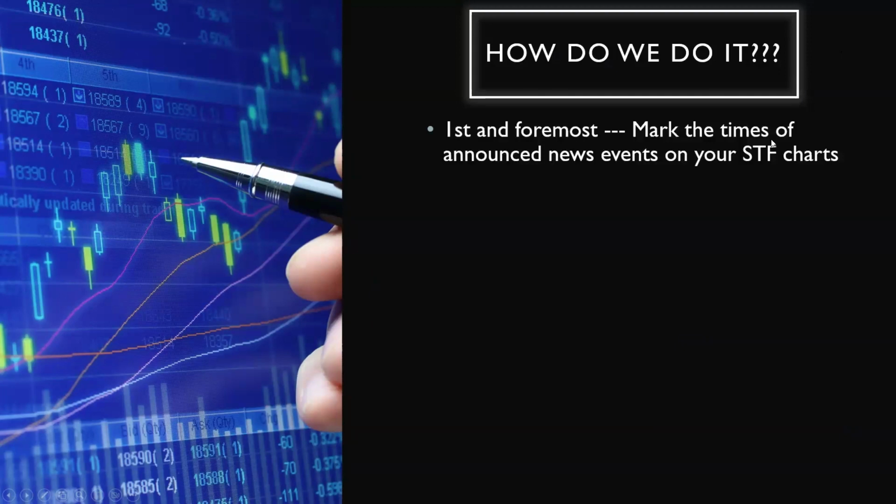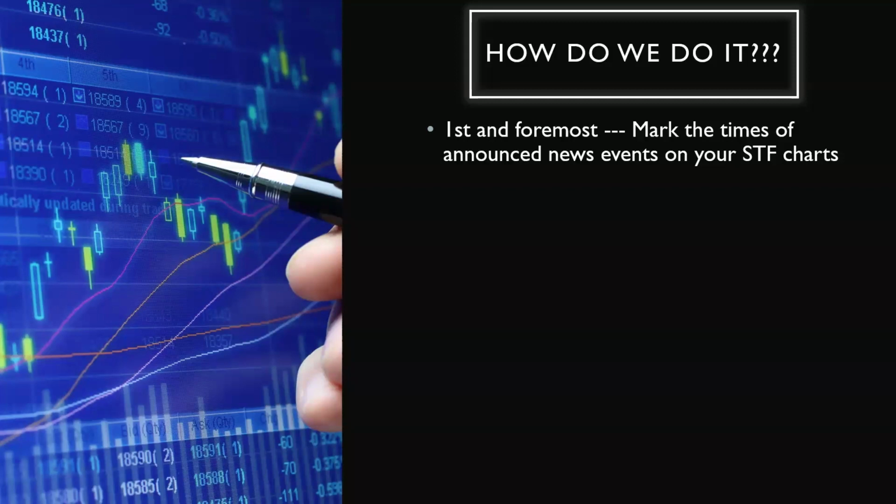First and foremost, this is what we talk about every morning. Make sure we have the times of announced news events mapped out on our short time frame charts, right? So that's another thing. The market opens, it starts moving, you start getting excited, and then all of a sudden you go to get into a trade, and bam, the whole volatility spikes. The market jumps 20 points up, 50 points down, 100 points up. And you're like, what the heck just happened?